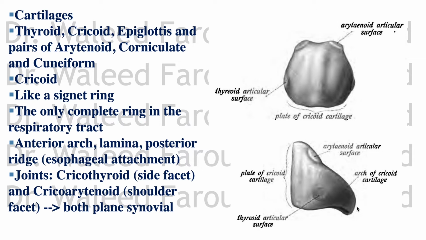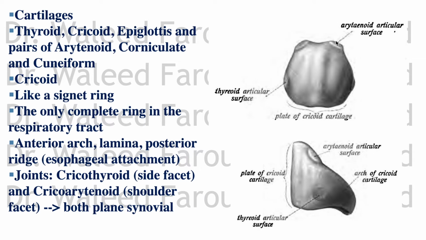So we said it's like a signet ring. It has an anterior arch and a posterior lamina. When you look at the sides, you will find a facet, a smooth articular surface. This is for articulation with the inferior cornu of the thyroid cartilage. You will get another facet on the top. This is called the shoulder of the lamina. See, the shoulder of the cricoid lamina. You have two other facets to articulate with the arytenoid cartilage, the triangular or pyramidal cartilage at the top. So it articulates at four sites, two on each side.